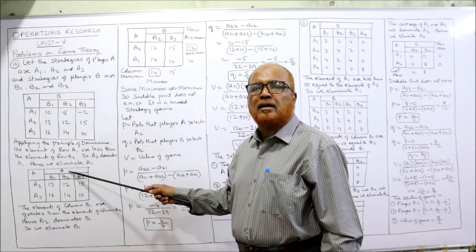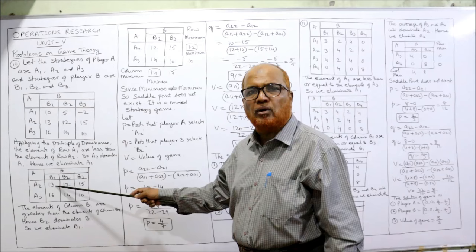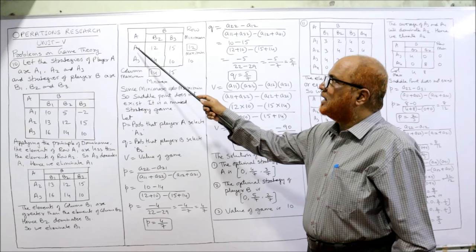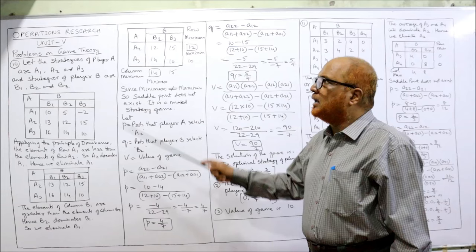He will keep the minimum and eliminate the maximum. These are the maximum values. So B2 dominates B1. Hence we eliminate B1 also. B1 is eliminated. So the ultimate matrix will be A player A2 and A3, B player B2 and B3. One column and one row we have removed. A1 is removed and B1 is removed. Only A2, A3, B2, B3 are the strategies available for A player and B player.